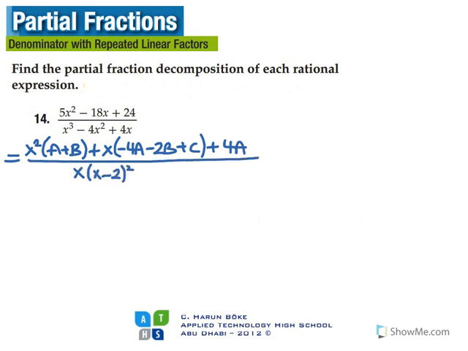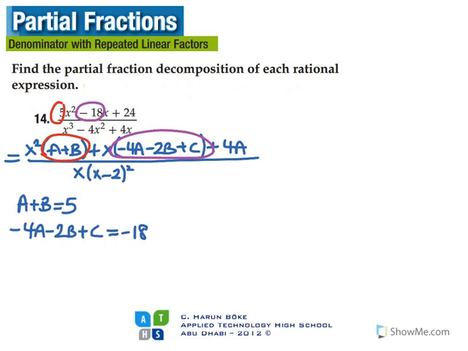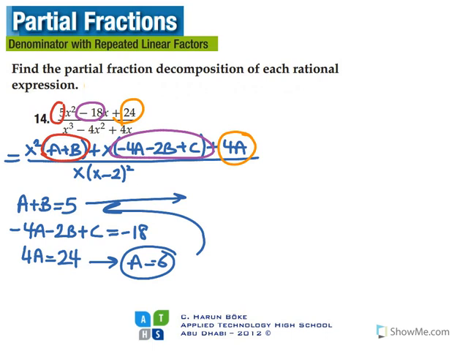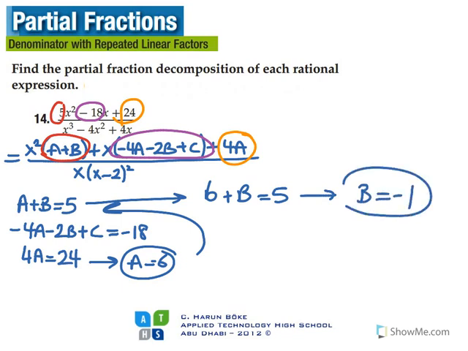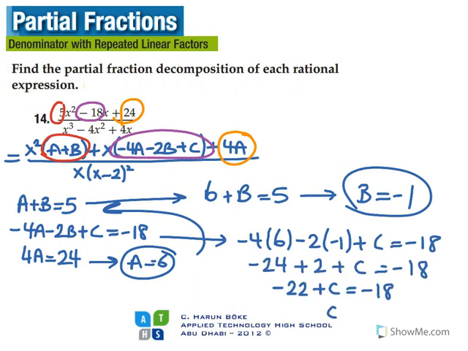over the denominator. Now I can write my system of equations, because the coefficient of x squared is a plus b, which should be equal to 5. Here the coefficient for x is minus 4a minus 2b plus c, which is minus 18. And the number here is 4a, which is 24. So this is an easy one. We can start with the third equation. We can say from here that a is 6, hence we can substitute into the first one, so it will be 6 plus b equals 5, hence you will have b to be minus 1. And if you substitute these two values into the second equation, you will have minus 4 times 6 minus 2 times minus 1 plus c to be minus 18, which gives c as 4.